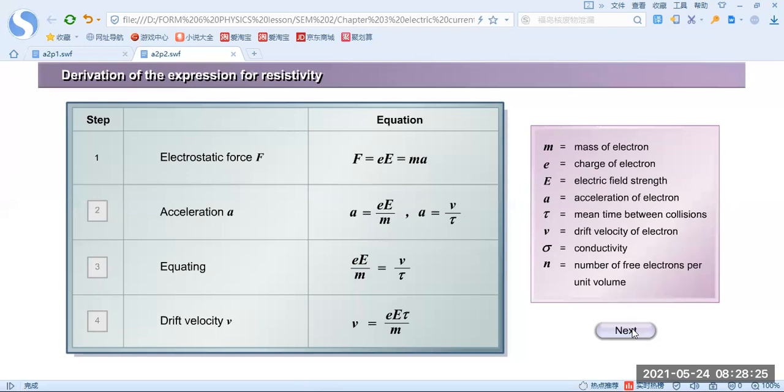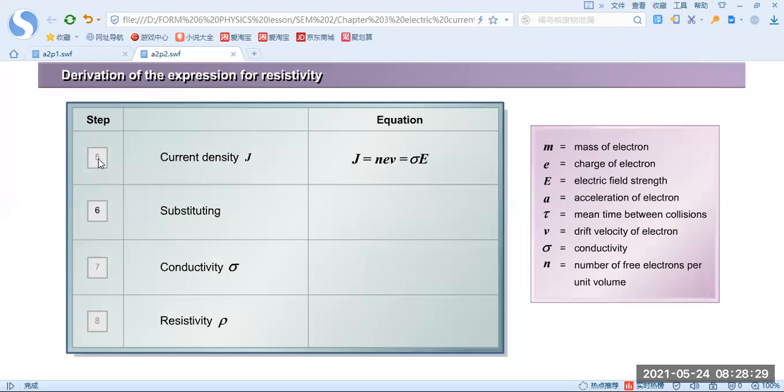And the current density J is equal to nev, which is equal to conductivity times the electric field. Once we substitute the current density into the formula, we get that the conductivity will be equal to ne squared τ over m. As we know, resistivity is 1 over conductivity. So reversing the formula, resistivity equals m over ne squared τ.